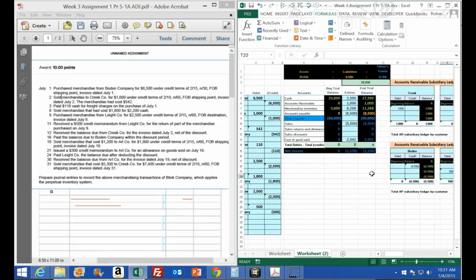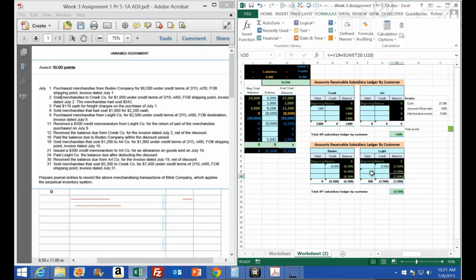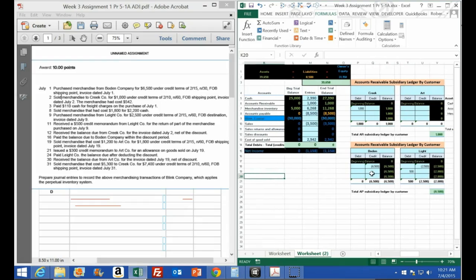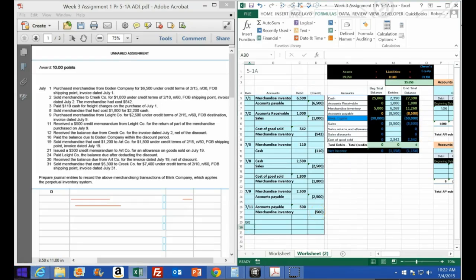Company. So Light Company, we owed them 2,500. We're going to reduce it by the 5. Now we owe them 2,000. Now we tie out to what's on the accounts payable ledger, 12.